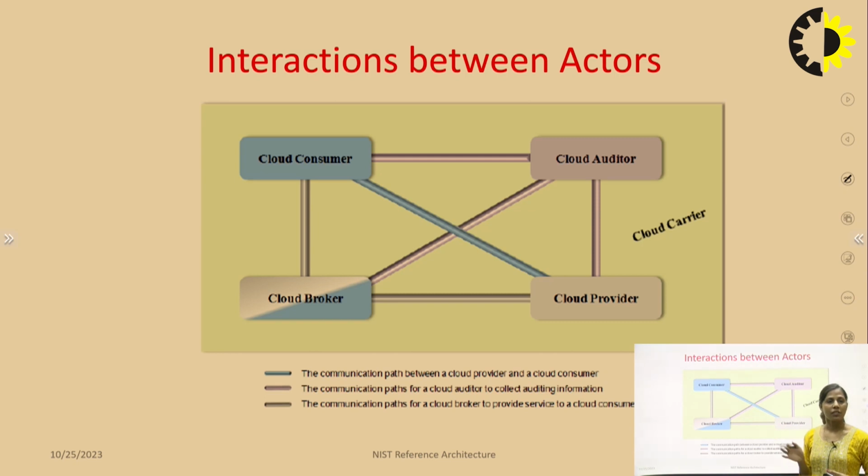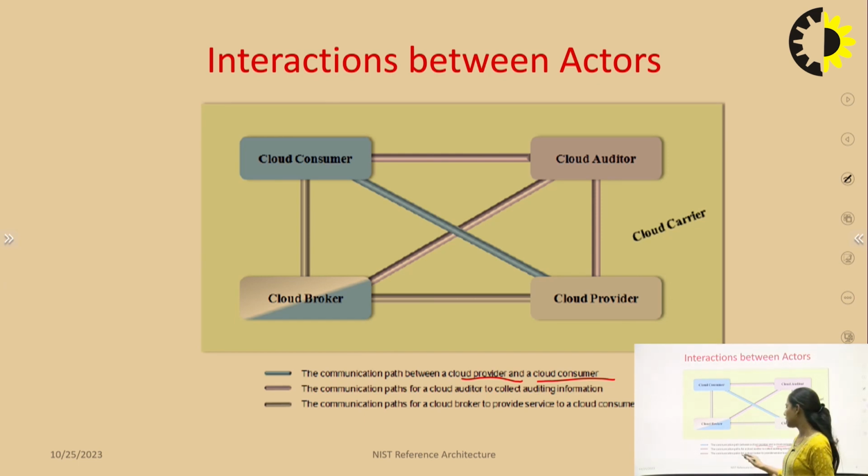The interaction between the different actors: the cloud courier acts as the interaction between the cloud consumer and the auditor. It can provide communication from the cloud consumer to the cloud broker. Then it also provides communication from the cloud broker to the cloud provider. Means it provides the communication path between the cloud provider and the cloud consumer. Then it also provides the communication path for the auditor to audit the particular information. So this is how the cloud courier works.